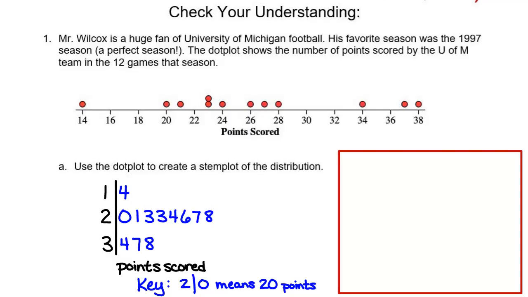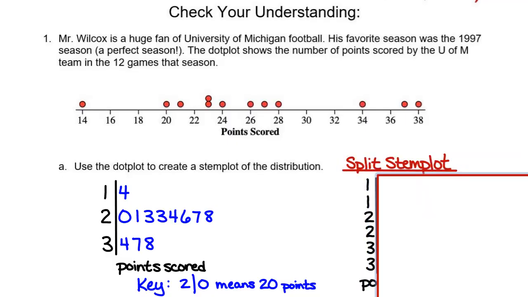All right, we're going to create something now that is related to a stem plot that I ask you to do on your homework that we haven't practiced yet. It is called a split stem plot. In a split stem plot, for every single one of the stems over there, we're going to double it. So 1, 1, 2, 2, 3, 3.